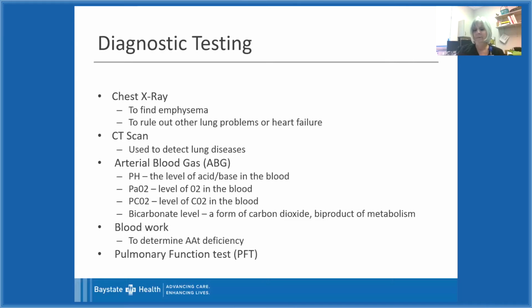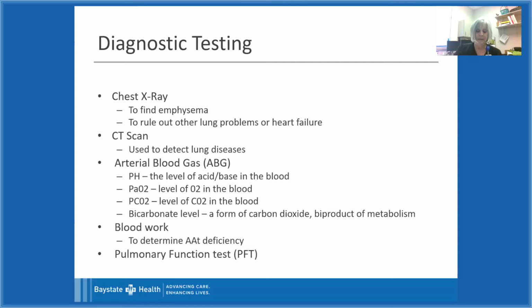And so when we do a blood gas, the different things that we're looking at are the pH, which is basically the level of acid or base in your blood. We're looking at the level of oxygen and carbon dioxide in your blood. And then we also look at bicarbonate level, which is a form of carbon dioxide. It's kind of the byproduct of our metabolism. So all of these numbers put together can give us lots of information about your lung disease, and if you're having an exacerbation or a flare-up of your lung disease, or if you're in respiratory failure. So it gives us lots of information.